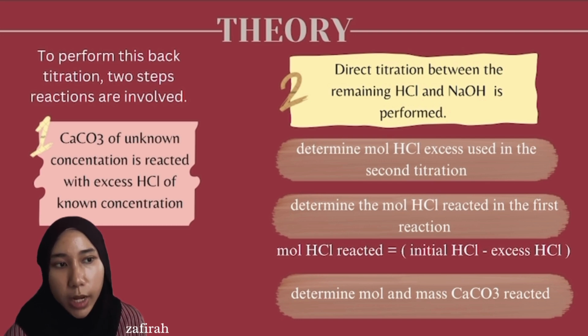By constructing a balanced equation between the hydrochloric acid and sodium hydroxide reaction, and by using the given amount of sodium hydroxide, we can determine the amount of hydrochloric acid reacted with sodium hydroxide in this second reaction. And then we can calculate the amount of hydrochloric acid that actually reacted in the first reaction.